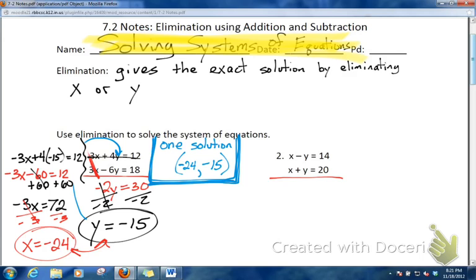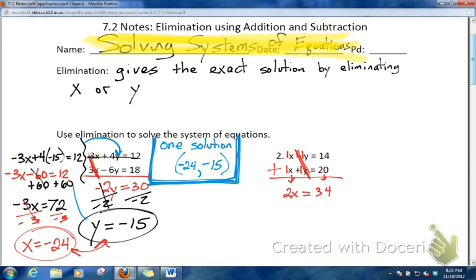But for right now, I want you to notice that instead of doing the x's, look at the y's right here, because one's already positive and one's already negative, which means you're going to be able to just add these two equations together. Remember, as long as you have opposite signs that are the exact same number, they're just going to eliminate automatically. So here I'm going to add these two equations together. So 1x plus 1x gives me 2x, and then negative 1y plus 1y cancels out, and then 14 plus 20 gives me 34.